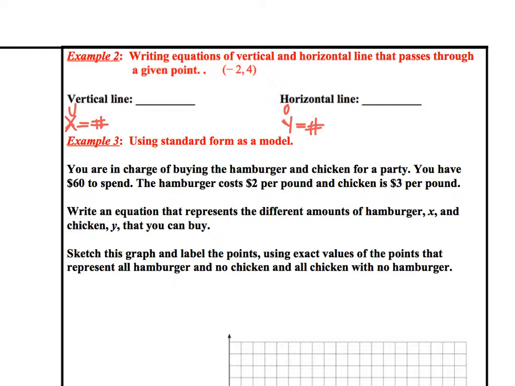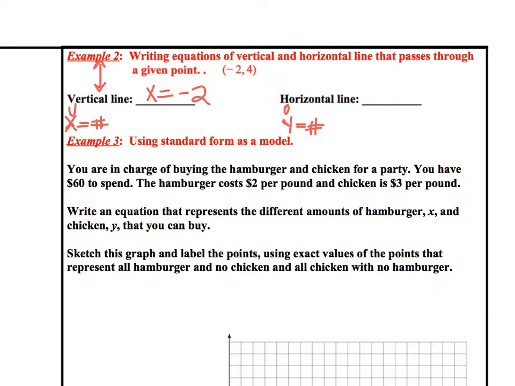So you are supposed to write equations for vertical and horizontal lines. The vertical line equation should be x equals, because it's going to cut through the x-axis. What is your x value for this point? Negative 2. So your equation would just be x equals negative 2. If you want a vertical line that goes through that, it goes through the x value.